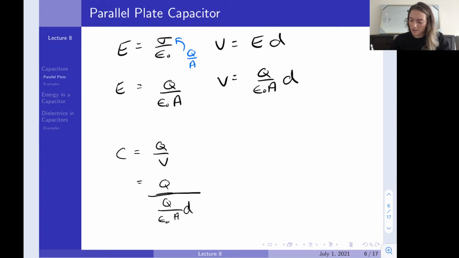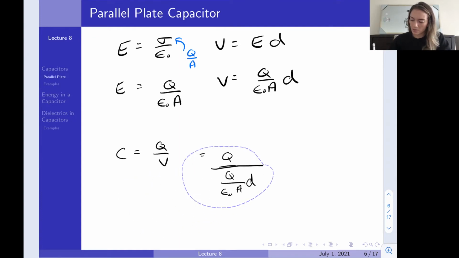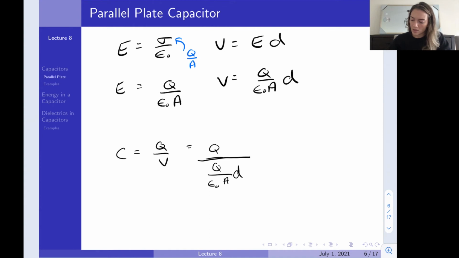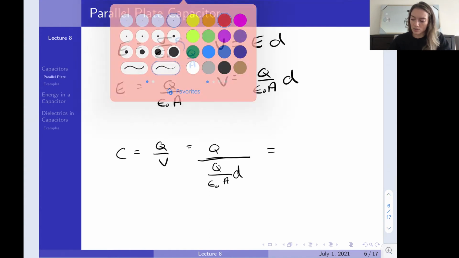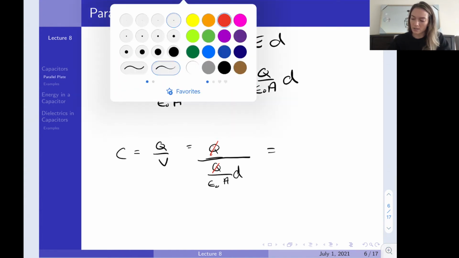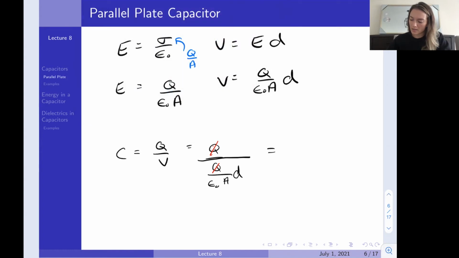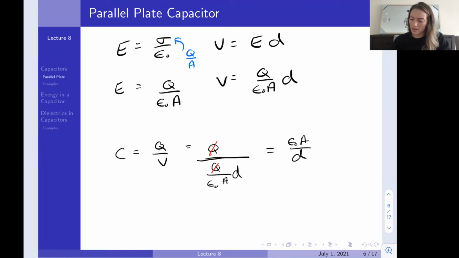So I can rewrite this a little bit. Let me move that here. I can see that my Q's cancel, right? My Q's actually cancel here. And I can rewrite this as epsilon naught times A over the distance between the plates. So now this is interesting.